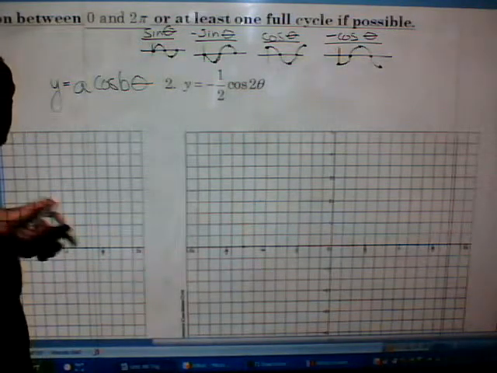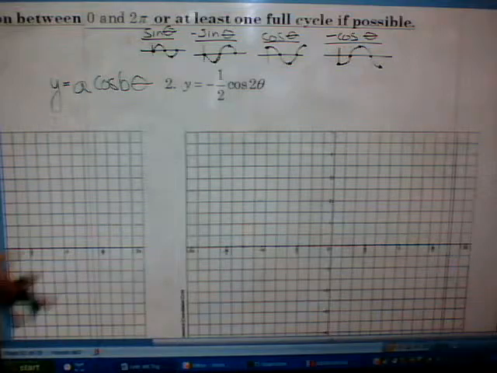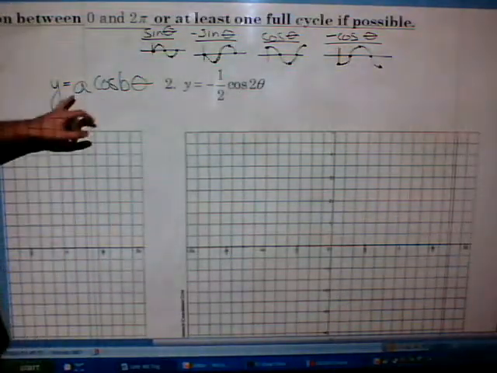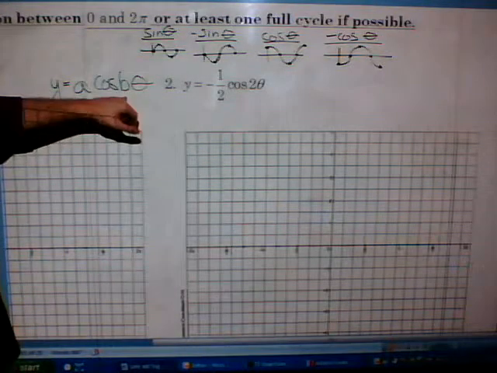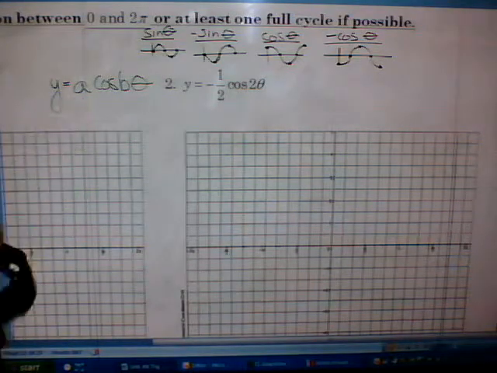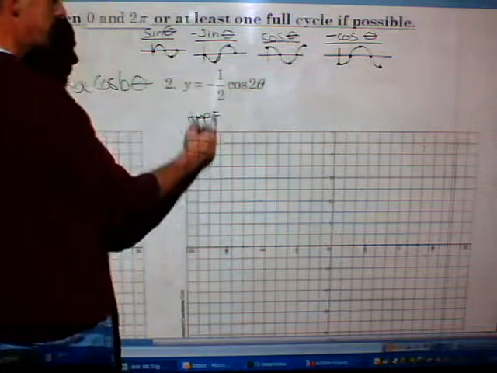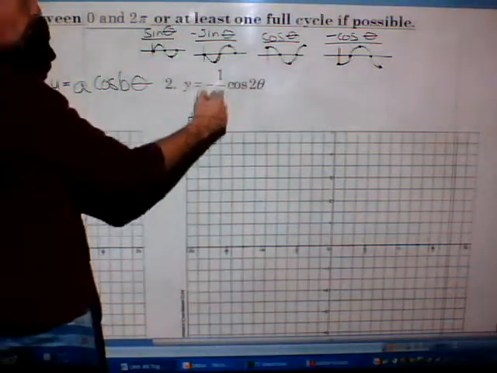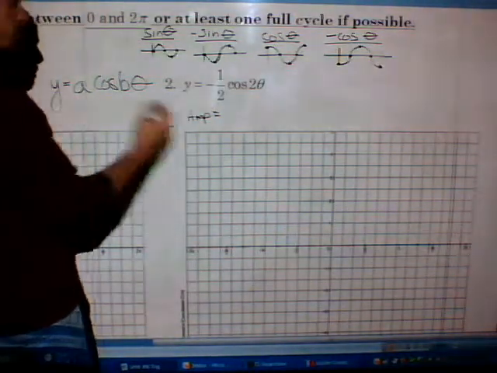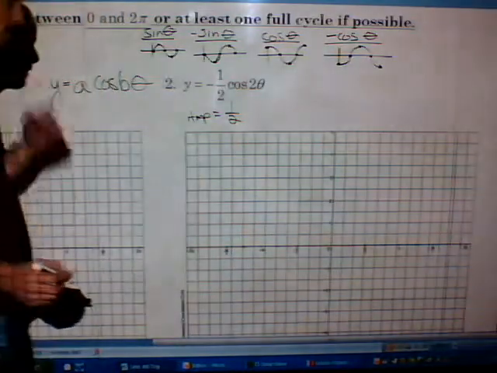All right, in example number 2, we have a cosine graph. So again, the equation is y equals a cosine b theta. A is going to represent your amplitude, so let's get your amplitude here. Our amplitude in this case is -1/2, but amplitude's always positive, so that's positive 1/2.